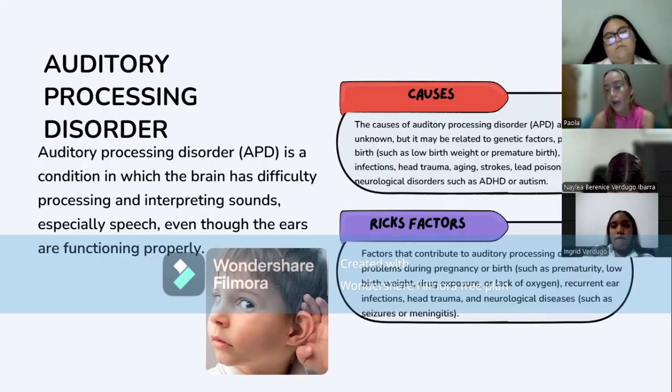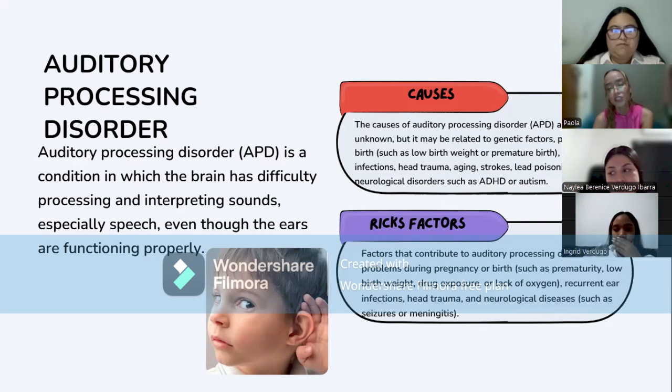ADHD or autism. Some risk factors that contribute to auditory processing disorder include problems during pregnancy or birth, such as prematurity, low birth weight, drug exposure, or lack of oxygen, recurrent ear infections, head trauma, and neurological diseases such as seizures or meningitis.